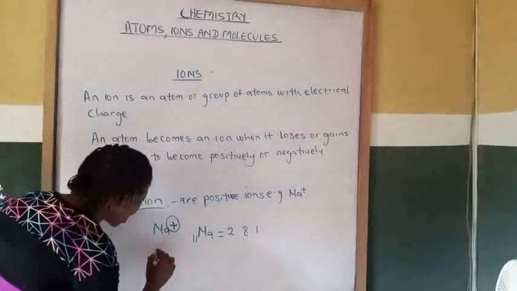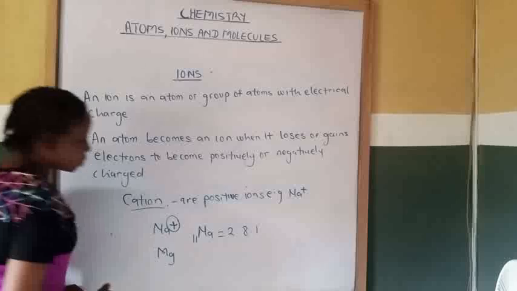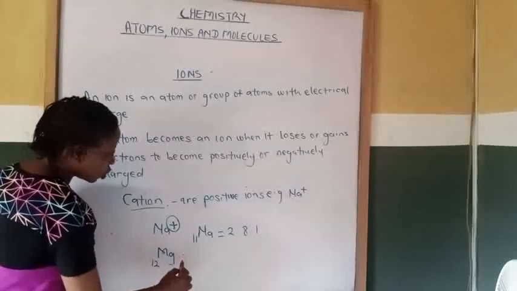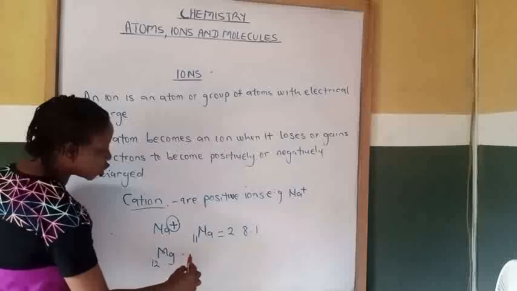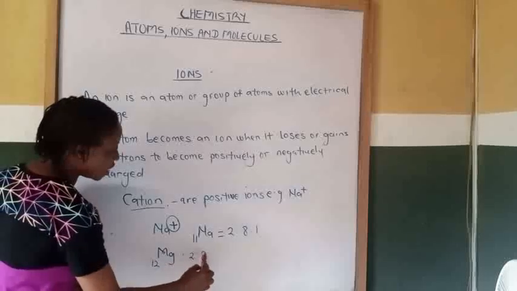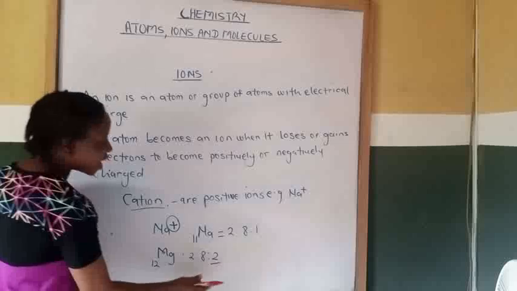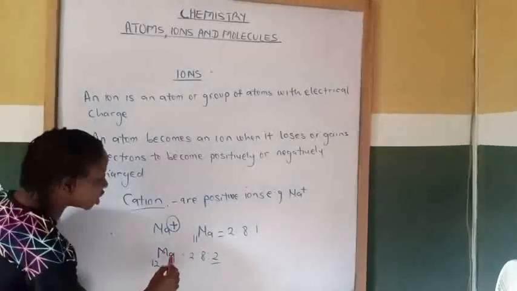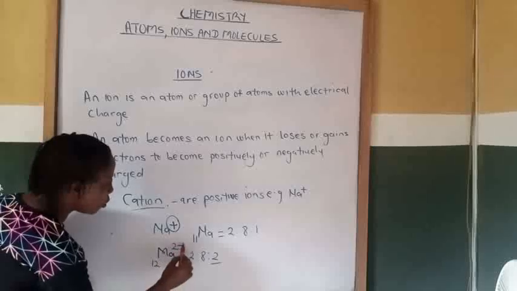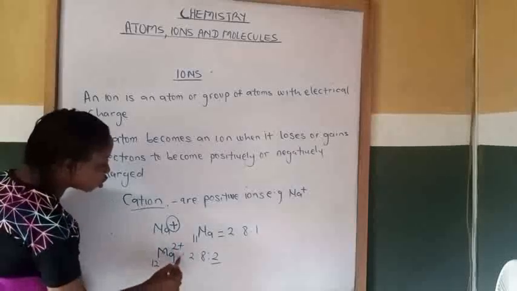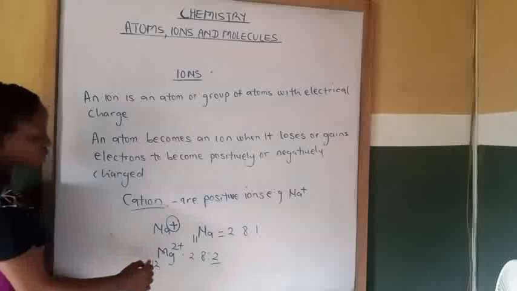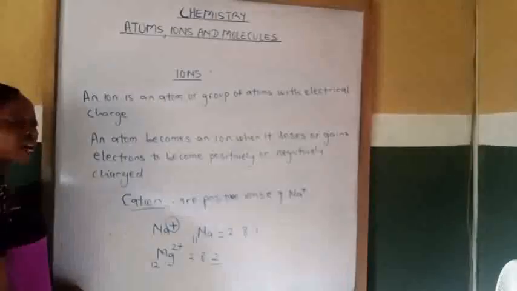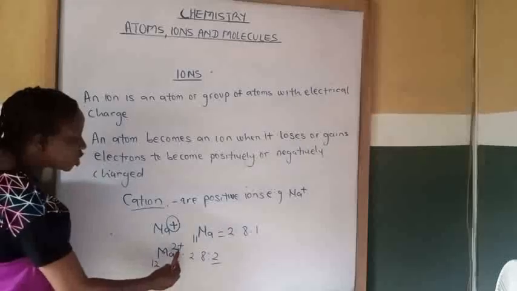Now let's look at another element, magnesium. Magnesium is number 12. So the electronic configuration of magnesium will be 2:8:2. It has 2 valence electrons, so the charge on magnesium will be 2+. So magnesium will now become an ion. We don't call it an atom anymore. We call it magnesium ion.